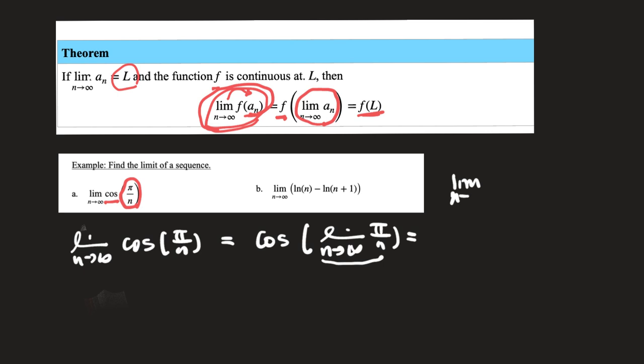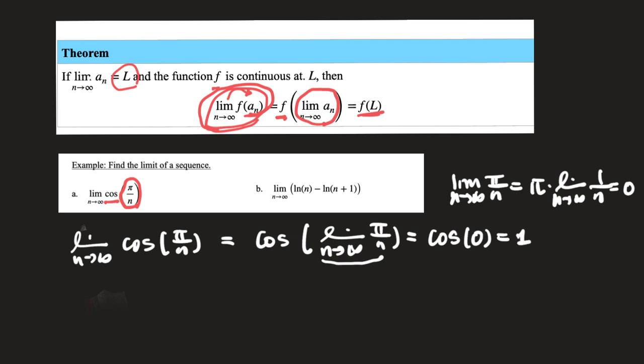Limit as n approaches infinity of pi over n. The pi is a constant, outside the limit as n approaches infinity of 1 over n. 1 over n goes to 0. Pi times 0 is 0. So this limit is going to be 0. Cosine of 0 is going to be 1. That's it: you find the limit of the sequence first, and then you put that limit in the function. Okay, that's what you're going to do.